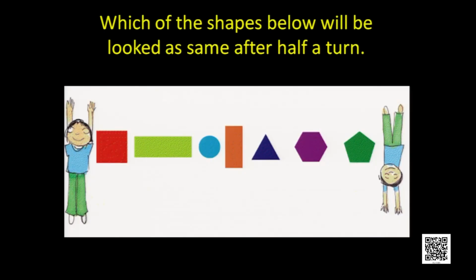Now you tell me which of the shapes below will look the same after a half turn. What is a half turn? A complete turn is 360 degrees. Complete turn meaning if I go around a point, then I am completing 360 degrees. So half of it will definitely be 360 by 2, it is 180 degrees. I have to turn the figure 180 degrees, that is the half of a turn.